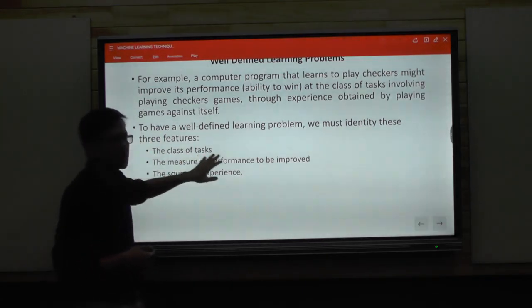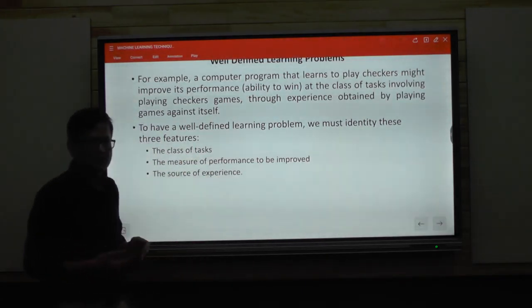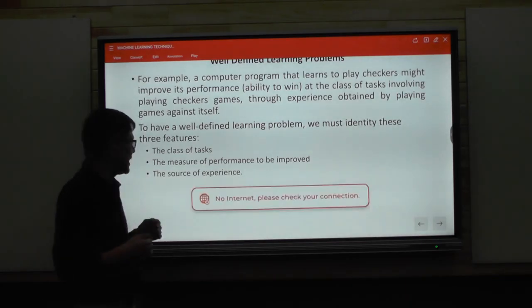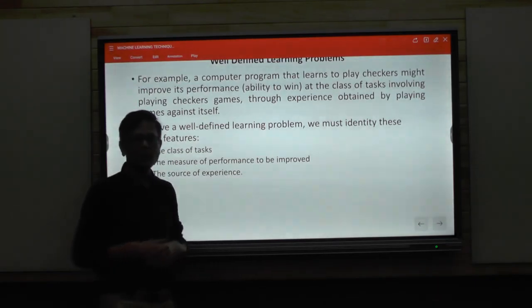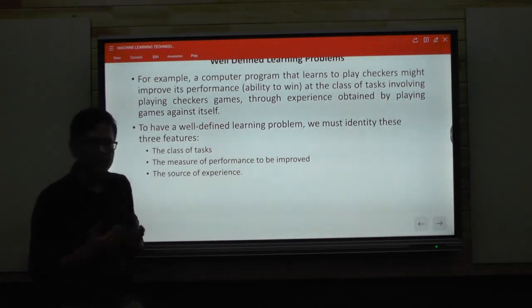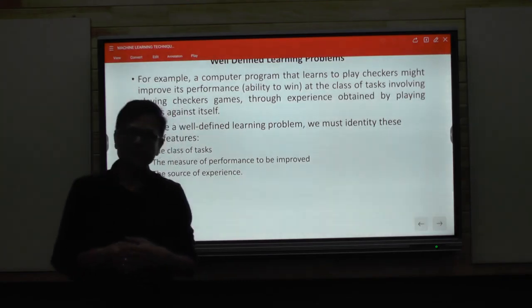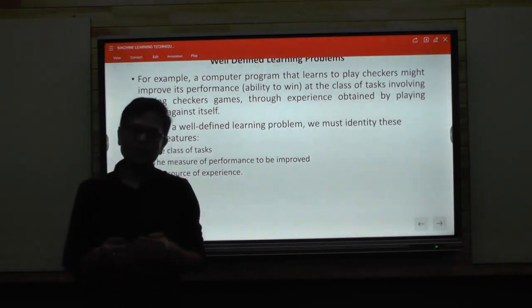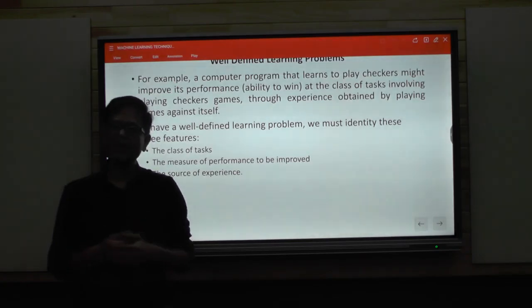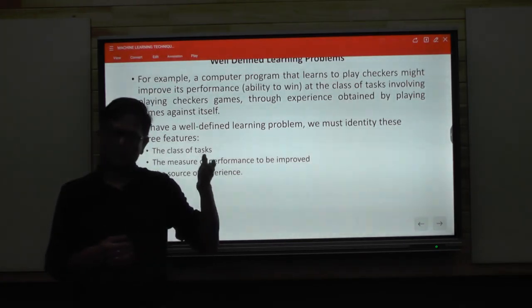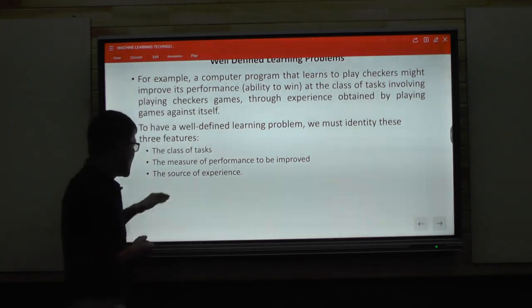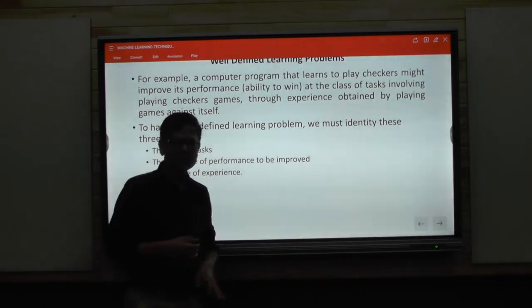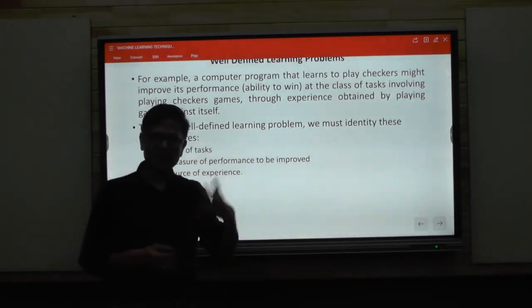The first is the task, what you have to do. It is to learn how to play, and the measure of performance to be improved. So that means if your winning rate is, let's say, 70% or 80%, if you are playing, your winning rate should improve. It should improve to 75%, gradually it should improve to 80% and so on. And the source of experience. The source of experience is what? You are playing against yourself.